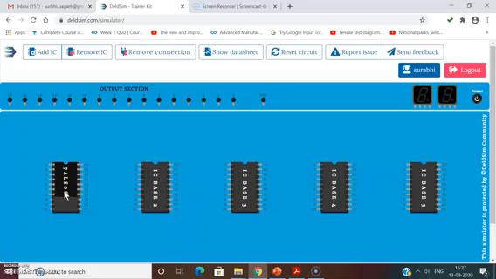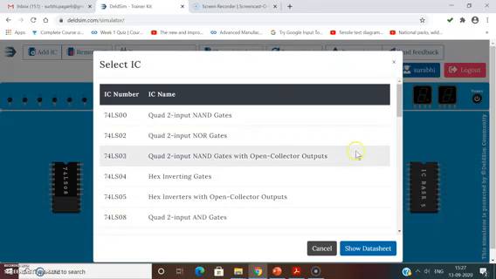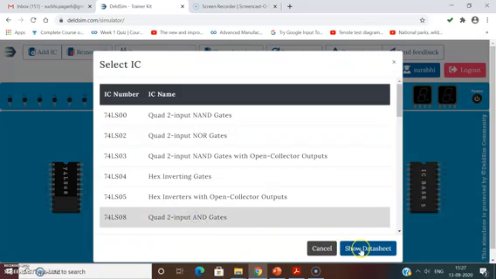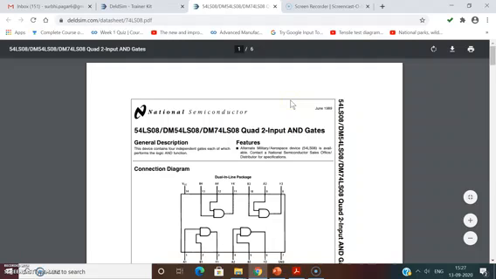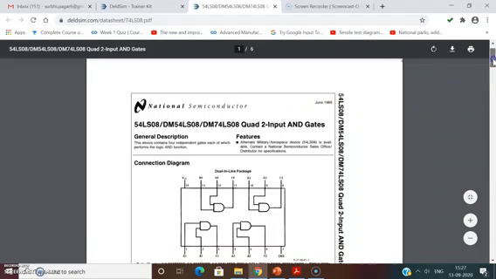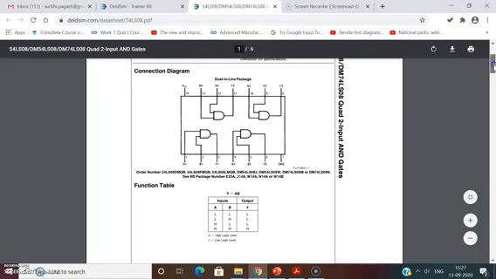Now I want to see the data sheet, to see how I should make connections for this IC. So I will click on this show data sheet button, and we are using this 7408 IC. So I will click here and I will click on show data sheet. It will give me the description of the data sheet.